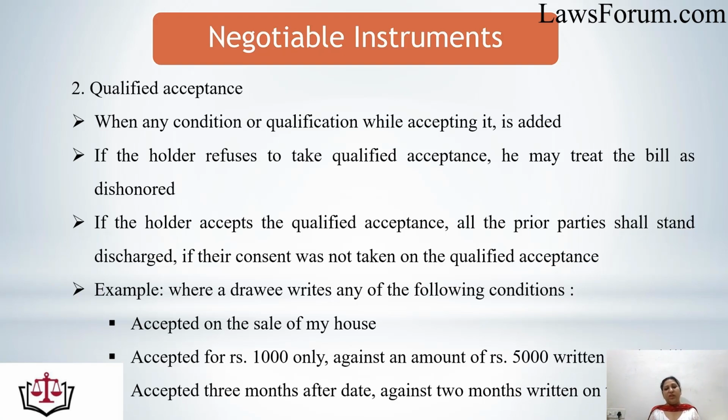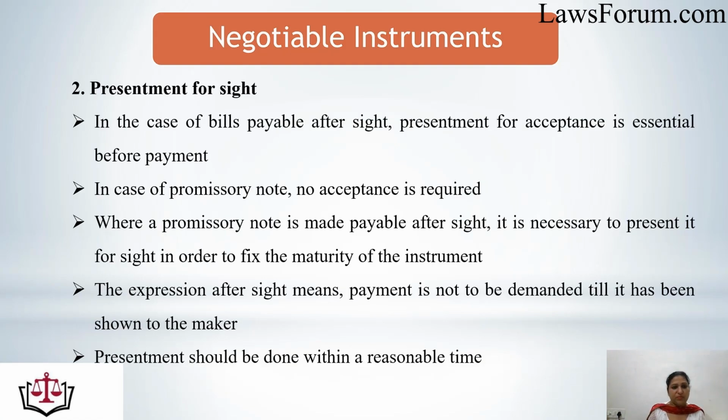In short, if any condition is added, whatever is written on the bill of exchange, if anything else is added on that, this is called a qualified acceptance. Second type of presentment is presentment for sight, means the bill is being presented for sight.